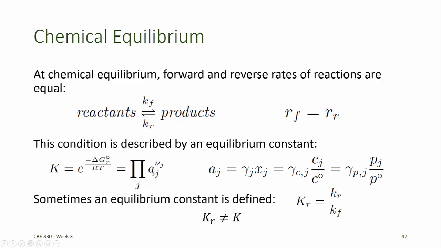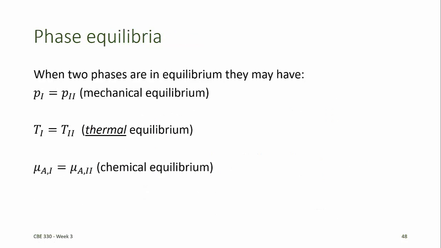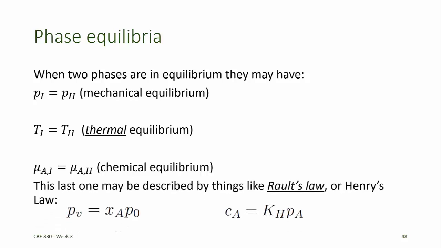Phase equilibrium occurs when two phases are in either mechanical, thermal, or chemical contact. For mechanical phase equilibrium, the pressure in phase 1 is equal to the pressure in phase 2. For thermal equilibrium, the temperatures in the two phases are equal, and for chemical equilibrium, the chemical potentials of all of the components in each phase are equal. Often we don't use chemical potential when writing these phase equilibria relationships. Instead, we may describe them by things like Raoult's law or Henry's law that you're familiar with from CBE 201.